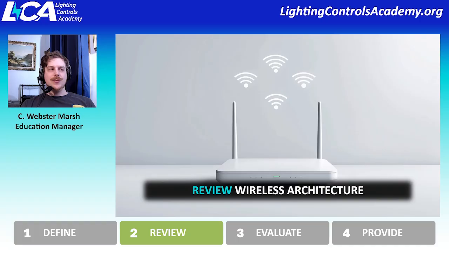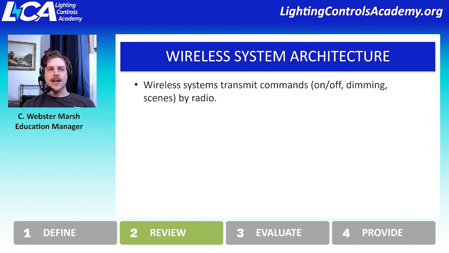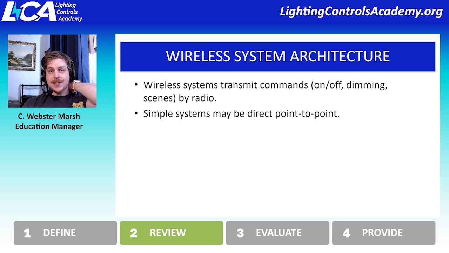So let's go into the architecture of wireless systems. What we mean by architecture with wireless systems is how they are able to communicate and transmit those commands by that radio. So if you're sending an on-off signal, dimming, scene commands, whatever it is, how is that communication working through the system? Simple systems might be a direct point-to-point, and we'll go into what that is in a moment.